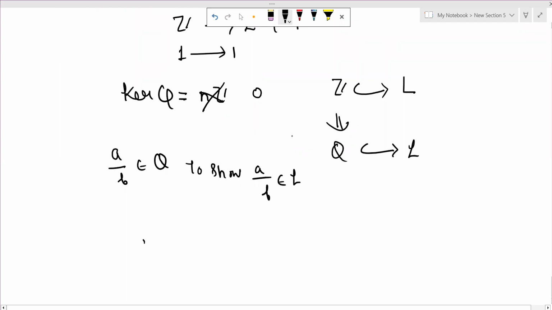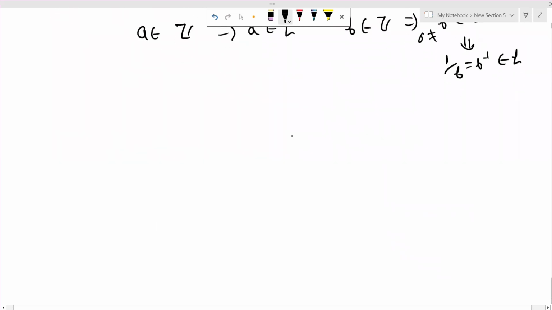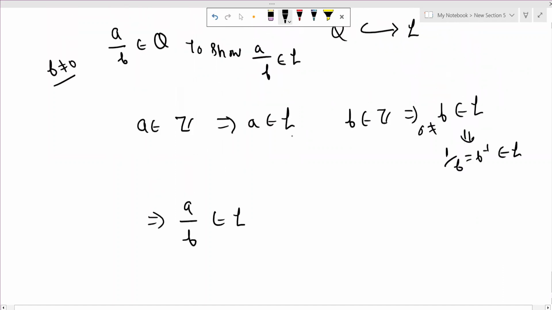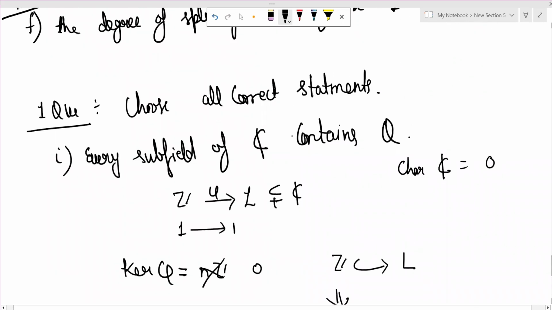Since a belongs to Z and b is non-zero here, a belongs to Z implies a belongs to L, and b belongs to Z implies b belongs to L, and b is non-zero. If some non-zero element is in this field, then its inverse is also in the field, right? That means 1/b, which is b inverse, is also in L. So if a is in L and 1/b is in L, this implies a/b is also in L, right? So we are done. If a/b is in Q, then a/b is also in L. So Q sits inside L. Agreed or not? Yes.